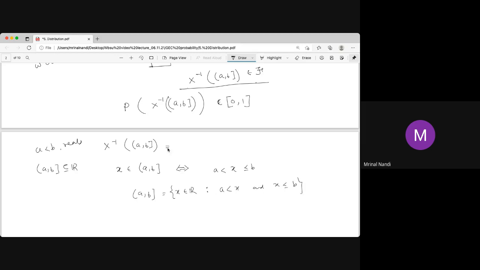So we know this. But what is the definition of this X inverse? X inverse is the set of all omega. Remember, this is omega and this is the real numbers. So this is X. The inverse image: if you take omega from here, you will get X of omega here. And if you take any real number, the inverse is a subset of omega, not an element of omega, a subset of omega. So let's take this: X of omega belongs to that set.